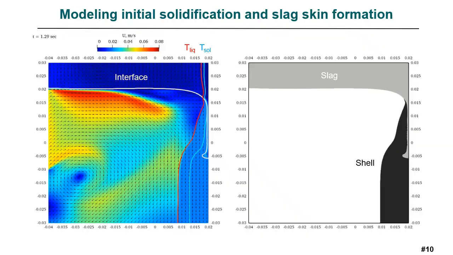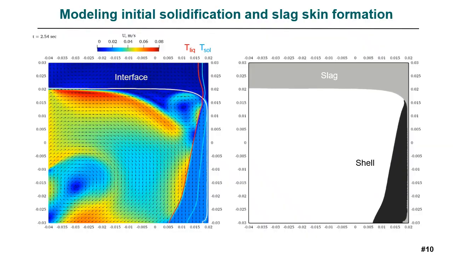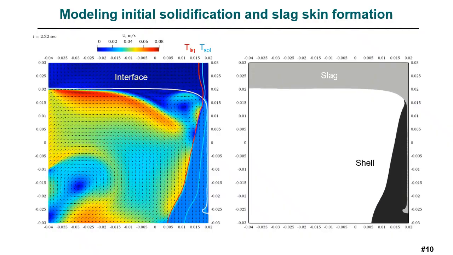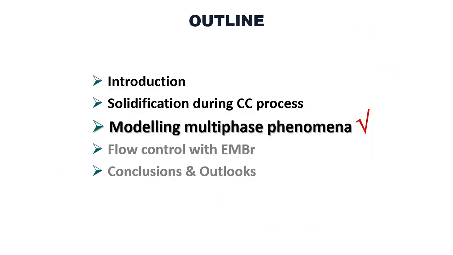Going fast forward, we can even apply our multiphase and heat transfer models to simulate the initial solidification at the meniscus region. The solidification during the continuous casting process is supplemented by numerous multiphase phenomena, and we'll immediately go into more detail.